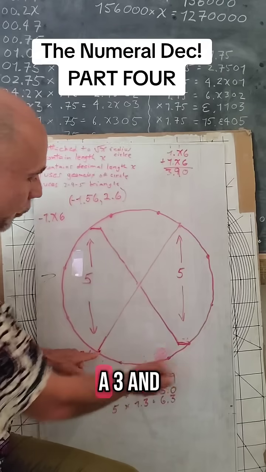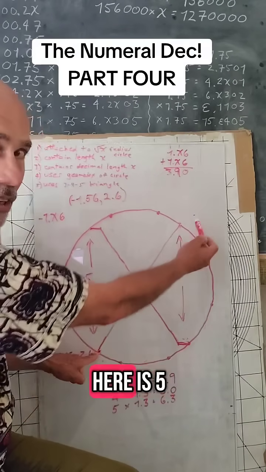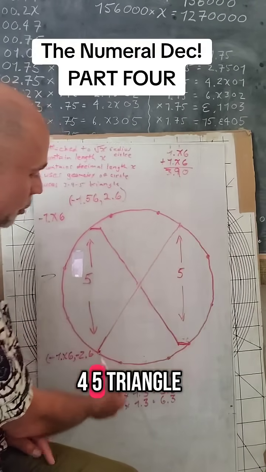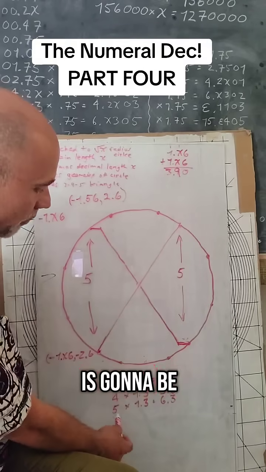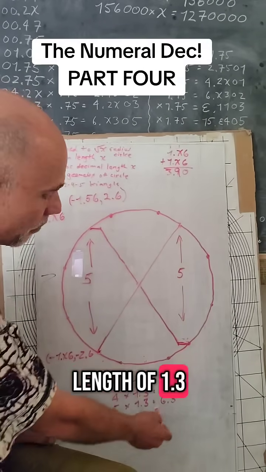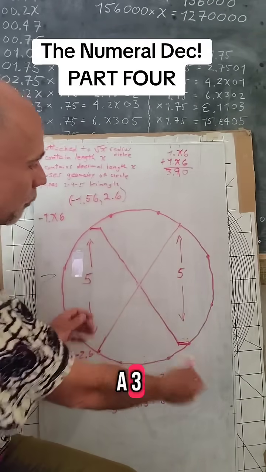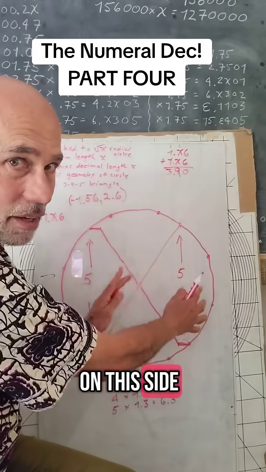So this becomes a 3 and a 4, and then this length here is 5. This is a 3, 4, 5 triangle, where the hypotenuse is going to be 5 times the length of 1.3, which is 6.3. So we have a 3, 4, 5 triangle on this side of the numeral.